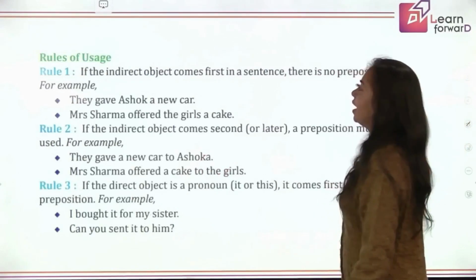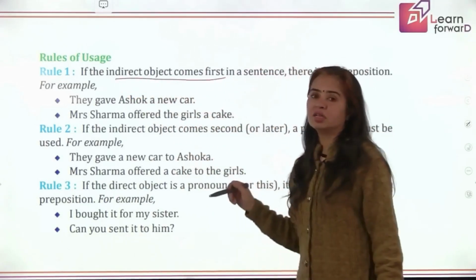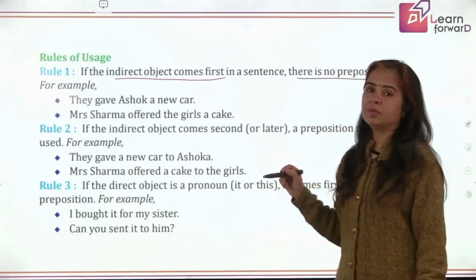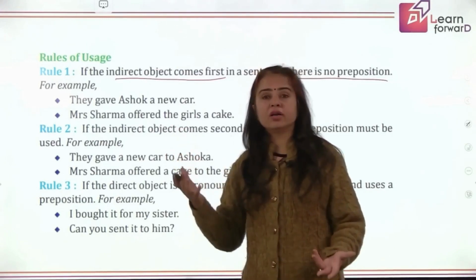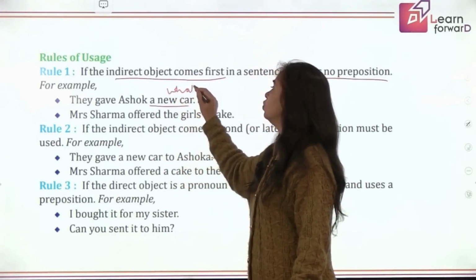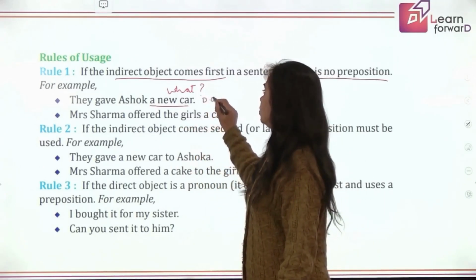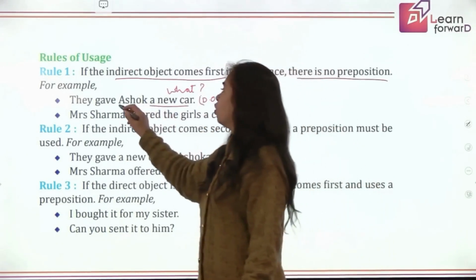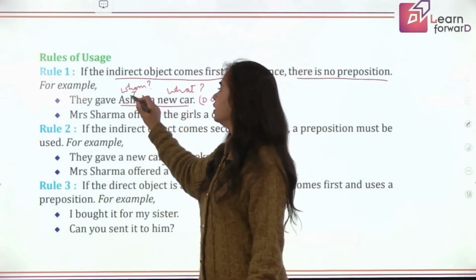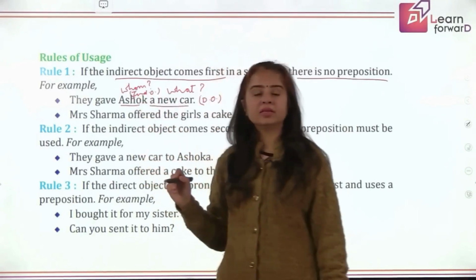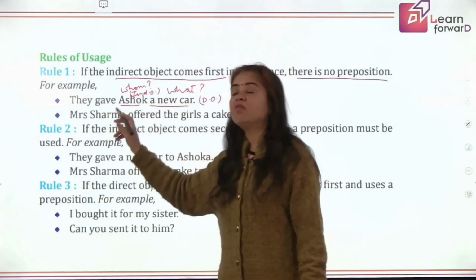Okay, let's move ahead and understand how to use them, the rules to use the objects. If the indirect object comes first in any sentence, there is no preposition, please remember. Like the sentence we did earlier, they gave Ashok a new car. They gave what? They gave a new car. It is giving an answer to what, so this is your direct object. Very good. Now, for whom? It is for Ashok. Because this is your indirect object, it is giving an answer to whom. Now, if your indirect object comes first, we will not use the preposition here. So we say they gave Ashok a new car.